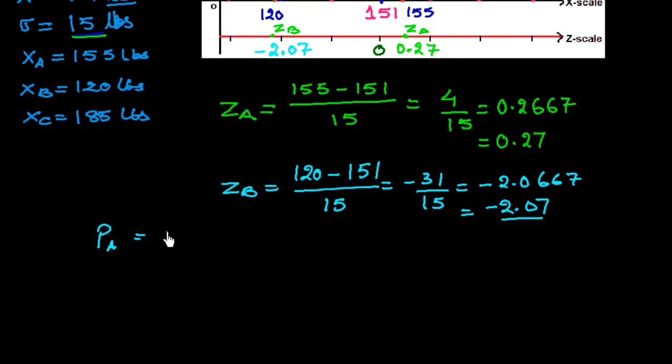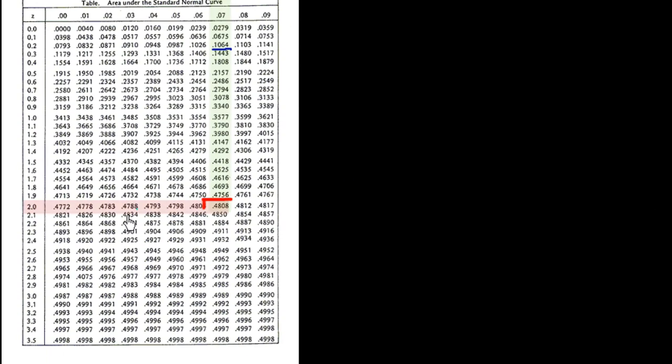So it is 0.1064. We have got this probability. And PB we have to find out. PB is the probability between 2.07 and 0. So we see the value at 2.07. Now we will find out the value of 2.07.